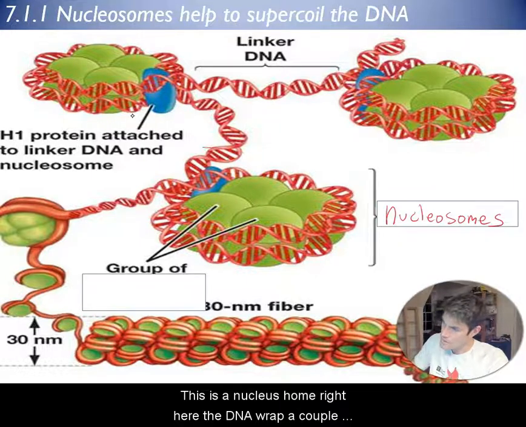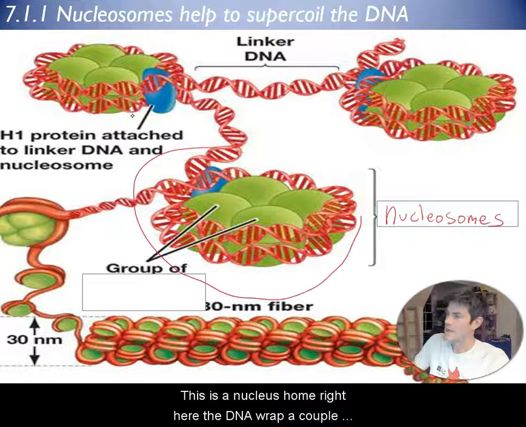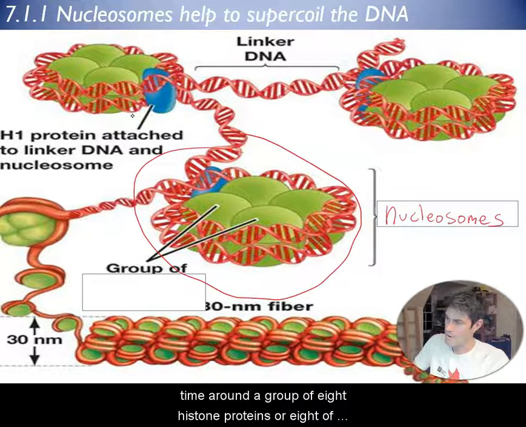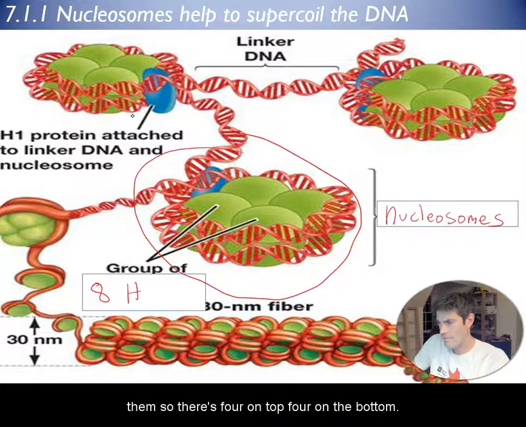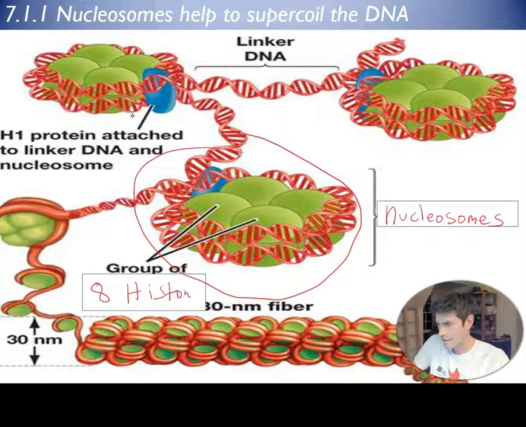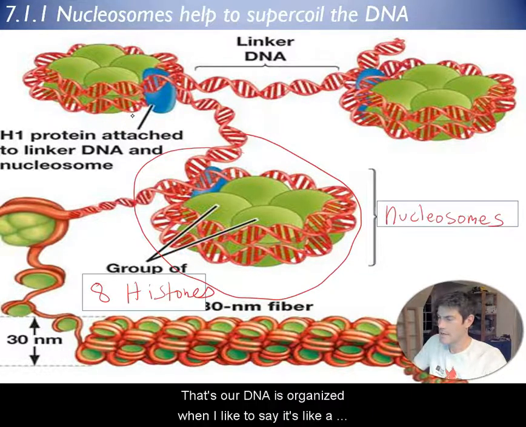So this is a nucleosome right here. The DNA wrapped a couple times around a group of 8 histone proteins. There's 8 of them. So there's 4 on top, 4 on the bottom, basically. And that's how DNA is organized.